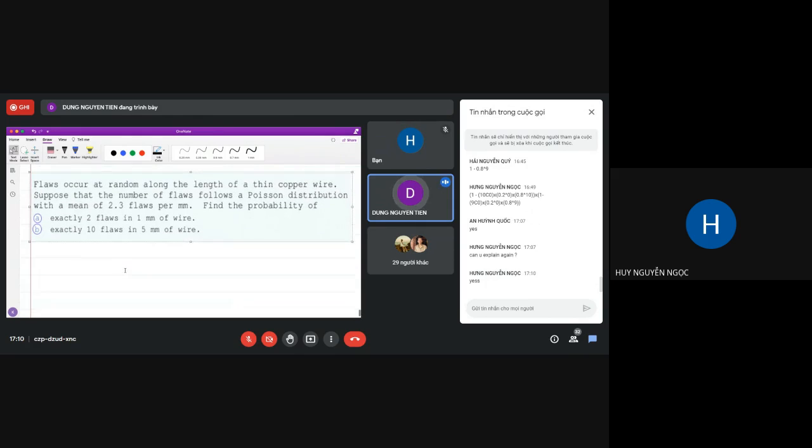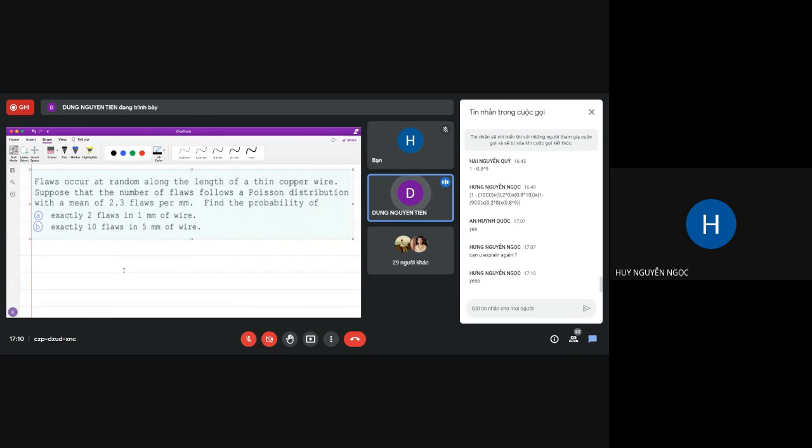Let's consider this example. Flaws occur at random along the length of a thin copper wire. Suppose that the number of flaws follows a Poisson distribution with a mean of 2.3 flaws per millimeter. Find the probability of exactly 2 flaws in 1 millimeter of wire.